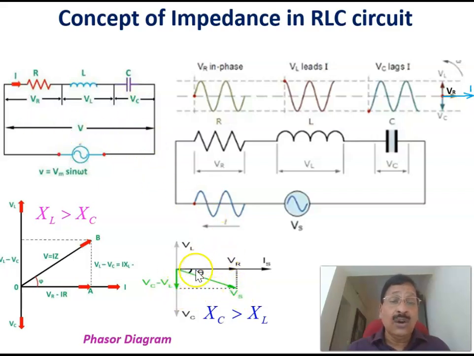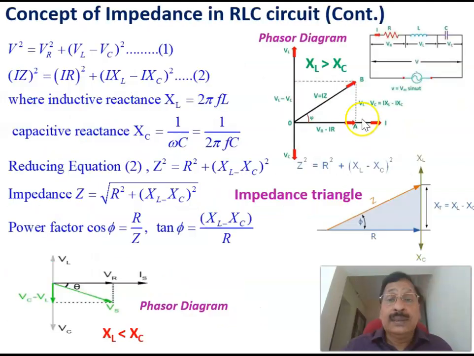Of course, in this case, the current is leading the voltage by an angle phi. But in this case, we can say that the current is lagging the voltage by an angle phi. Therefore, this is an inductive circuit, and this is a capacitive circuit, because in this case the inductive reactance is more than the capacitive reactance, but here the capacitive reactance is more than the inductive reactance. Therefore, this is the voltage vector diagram corresponding to XL more than XC. Here XC is more than XL.